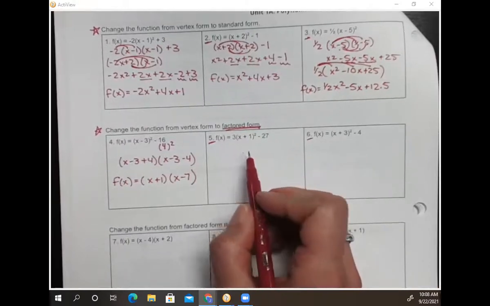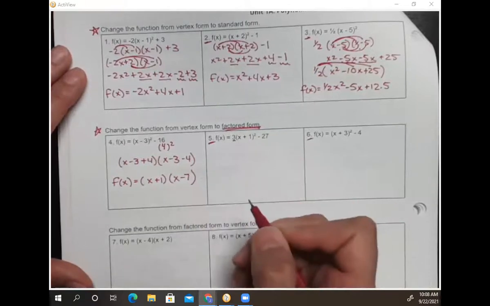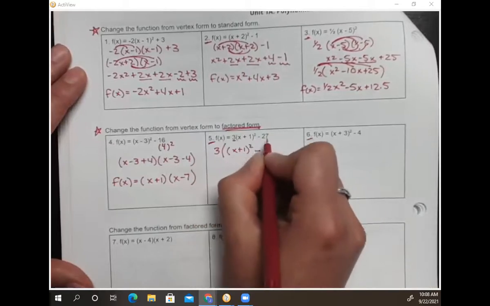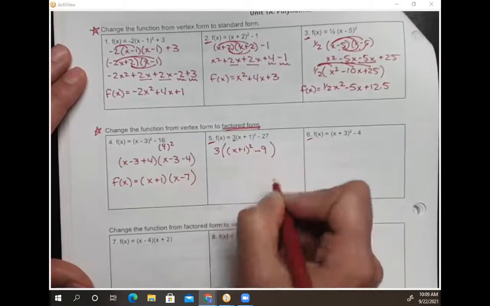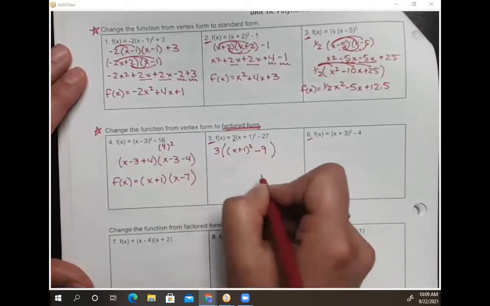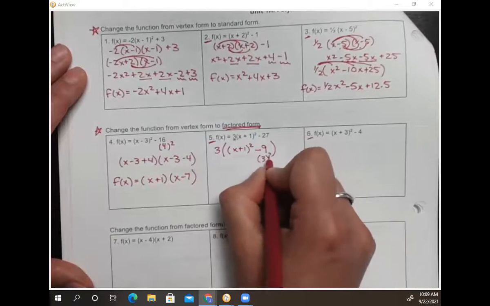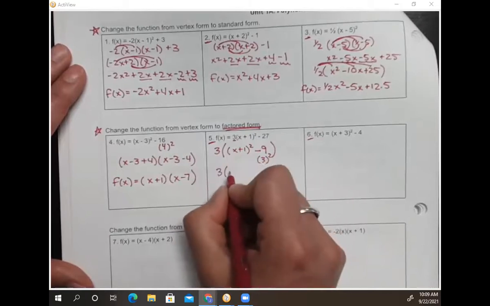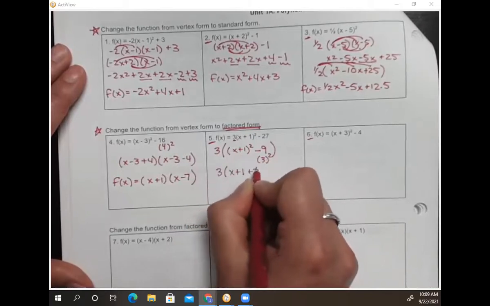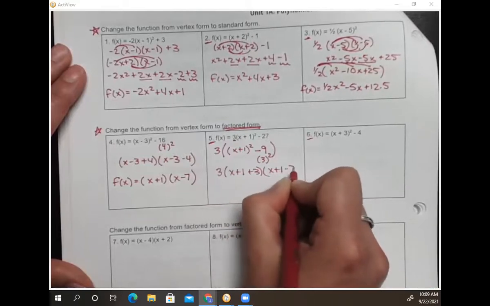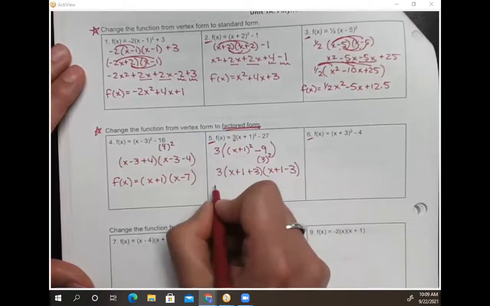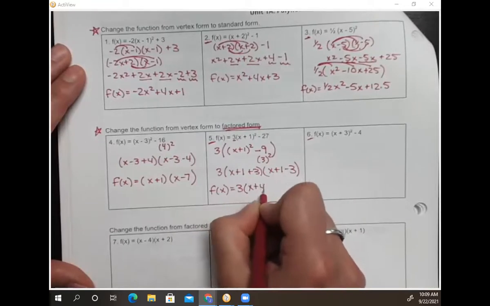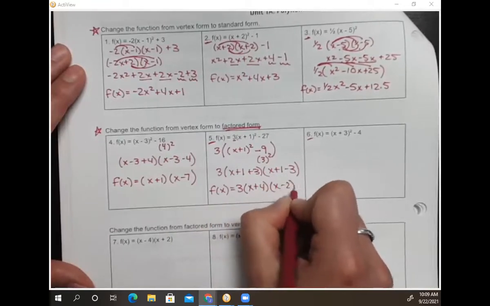For number 5, I need to start by pulling out that lead coefficient. So I would have x plus 1 squared minus 27 divided by 3 would be 9. Now I've got something squared, and 9 is 3 squared. So I can do that difference of squares here. So we would have 3, the same 3, times x plus 1 plus 3 times x plus 1 minus 3. And then again, don't forget to clean up your factors. So we would get 3 times x plus 4 times x minus 2.